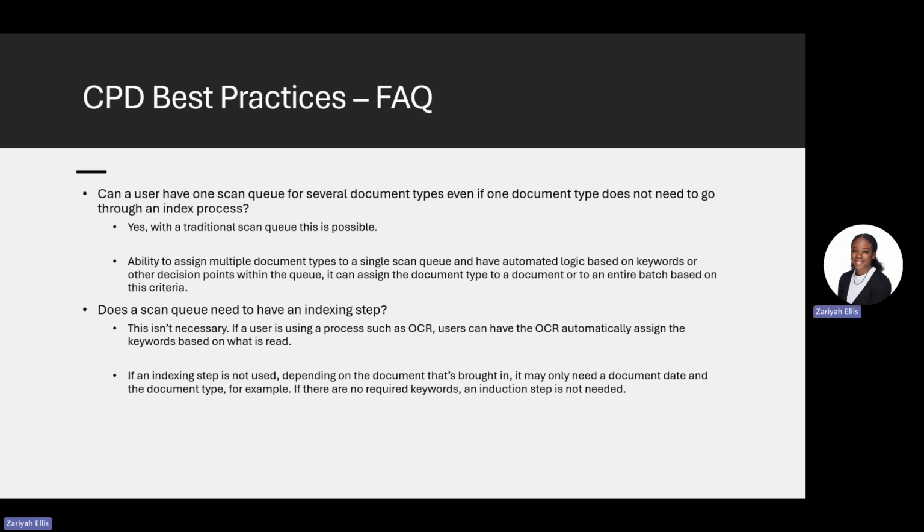Secondly, does a scan queue need to have an indexing step? This isn't a necessary step. If a user is using a process such as OCR, users can have the OCR automatically assign the keywords based on what is read. If an indexing step is not used, depending on the document that's brought in, it may only need a document date and the document type, for example. If there are no keywords required, an indexing step is not needed.